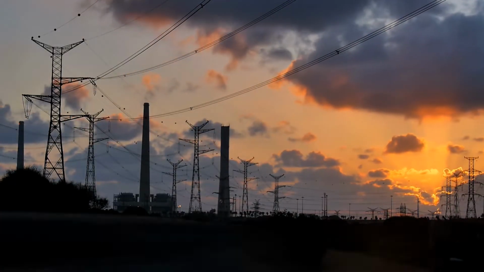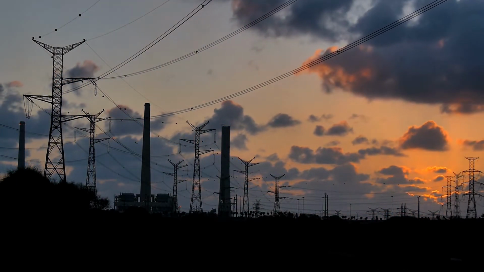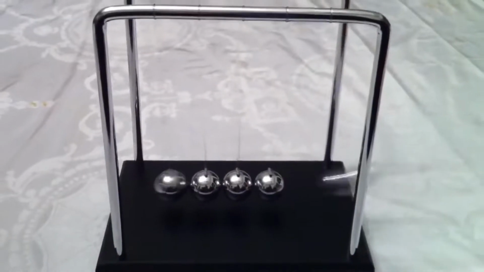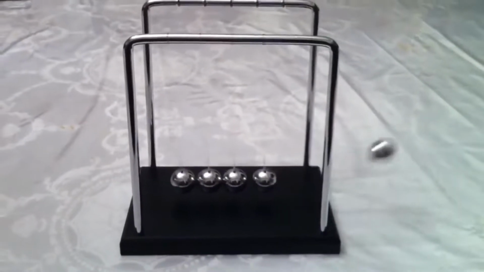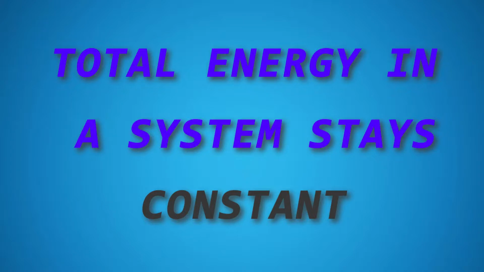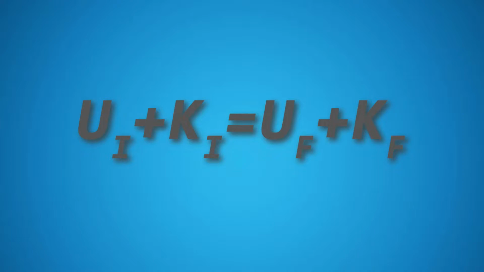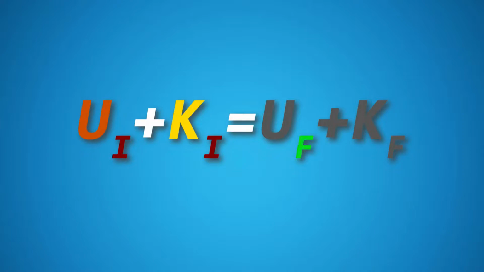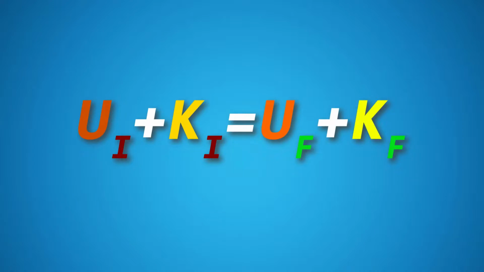The first part we need to understand is that this is an energy problem. You've probably heard of the law of conservation of energy, which states that the total energy in a system stays constant. We can turn this to an equation form like so. The initial potential energy plus the initial kinetic energy is equal to the final potential energy plus the final kinetic energy. So what does this mean for us?